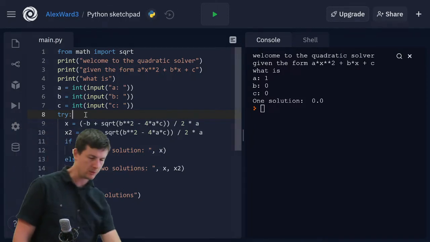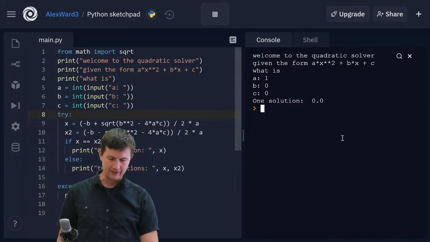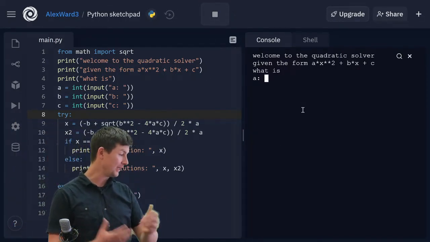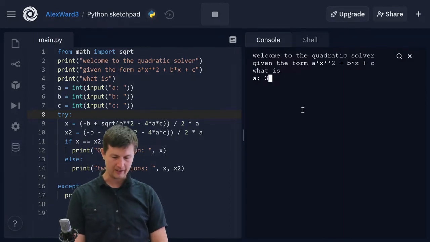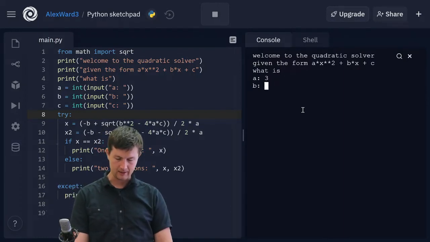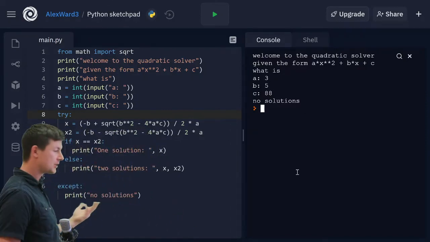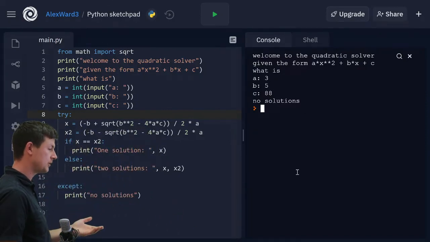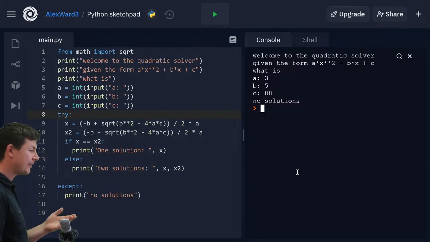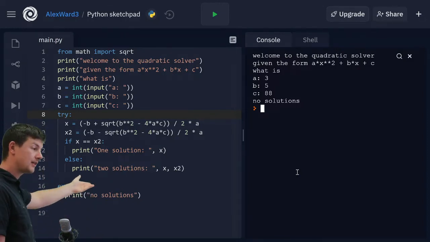Let's just run something with no solutions. A good way to do that is to give really positive numbers and make sure that it is not crossing that X line. No solutions. There we go. So it tried to solve it. It couldn't solve it, so it raised an exception, and the code knew what to do when we raised an exception. It just printed no solutions. That's it. That's it finished.